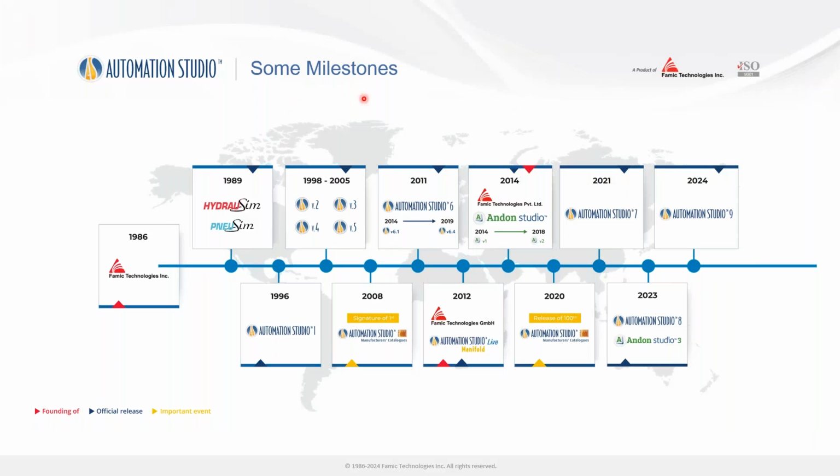These are some of our milestones. We started in 1986, when we were known as HydroSim and NeoSim. Later on, we started with Automation Studio 1.0. Right from then till now, as per the customers' feedback and requirements, we have been growing, and currently we are working on Automation Studio 9.0 SR3, service release 3. After this, we are soon going to launch version 10 also.